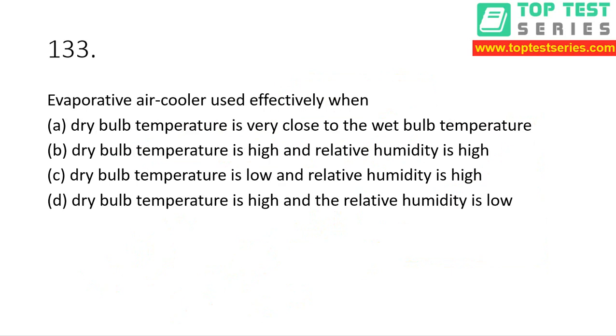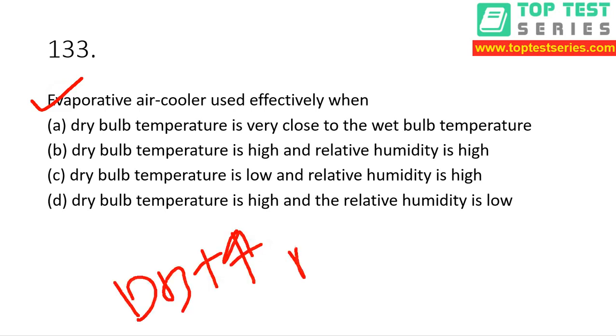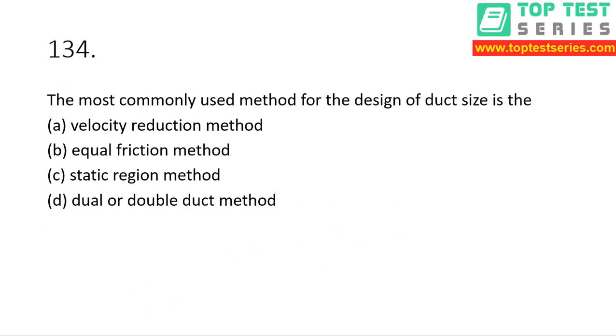Question number 133. Evaporative air cooler used effectively when? In which case, my dear, can we use an evaporative air cooler effectively? So, my dear, it is a very simple question if you know the concept. When dry bulb temperature is high and relative humidity is low, in that case an evaporative air cooler can be used effectively. So as you can see, the options we have given, yes, option D is the correct answer for this question.